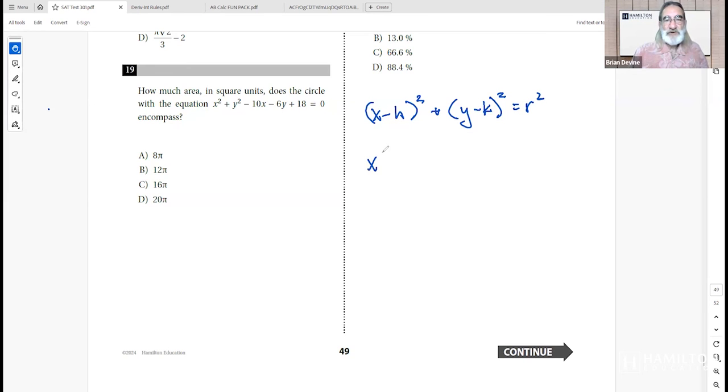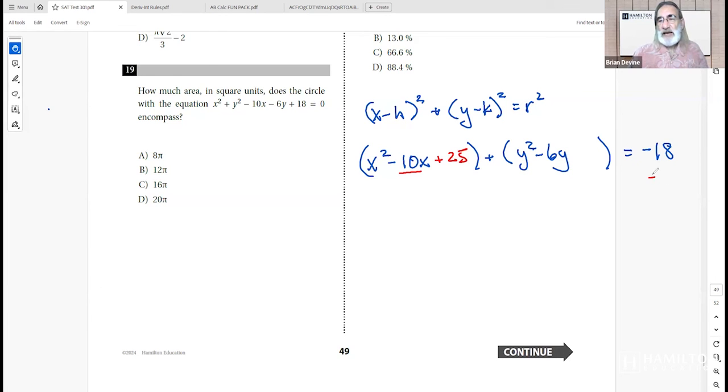So I'm going to group the x stuff and group the y stuff. And I'm going to move the 18 over to the other side by subtracting it from both sides. Then I'm going to complete the square on both group sets. So I'm going to take half of negative 10 and square it, add that. So I got to add 25 to both sides. And I'm going to take half of negative 6 and square it, but I got to add that to both sides.